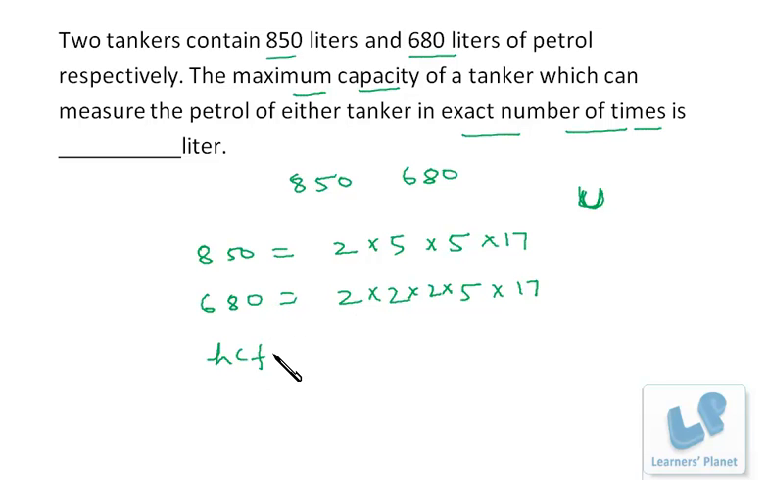So now what will be the HCF? What is common? That is 2 over here. And what is the least power of 2? That's 1. Then we have 5 also common. So I take 5. Least power of 5 is also 1. Then we have 17 common as well, right? So it's 17 into 5 2s are 10. That means 170 will be the HCF, right? That means the capacity of the tanker should be 170 liters. So we can measure 850 liters and 680 liters both as well, right? I hope you are clear now.